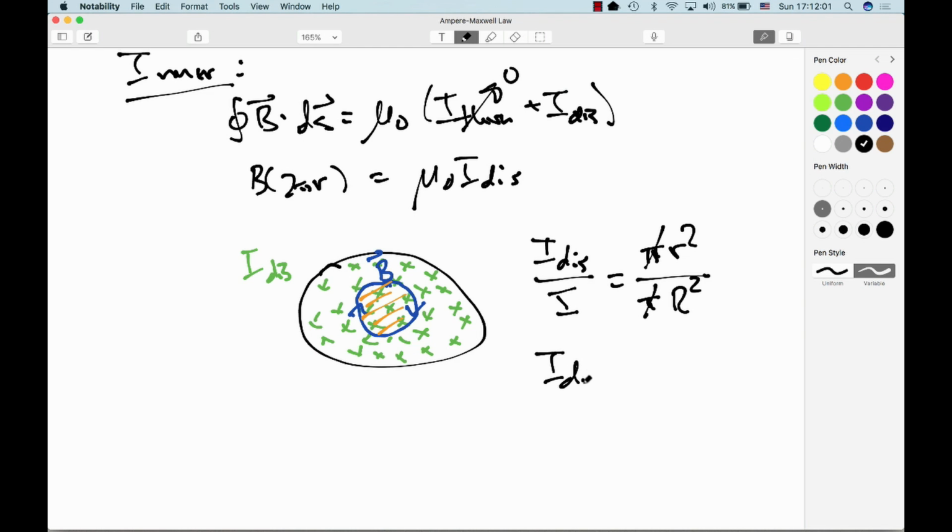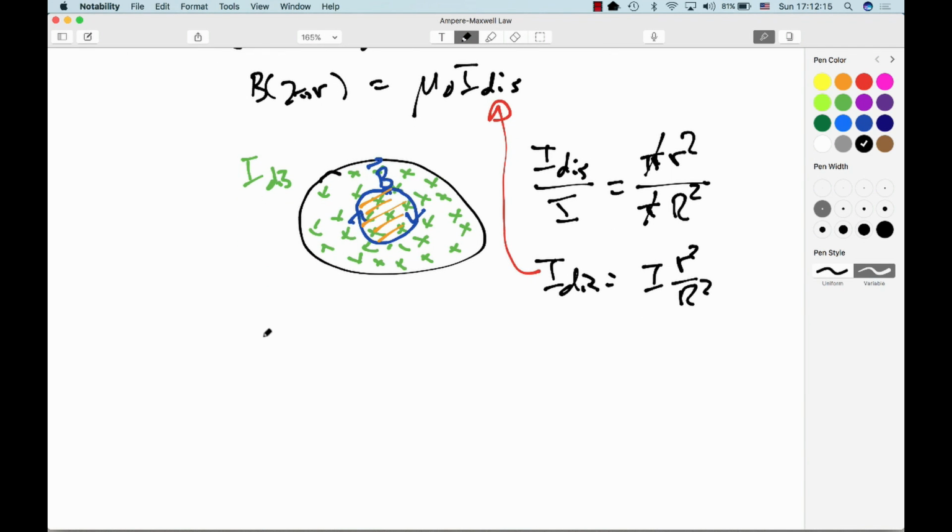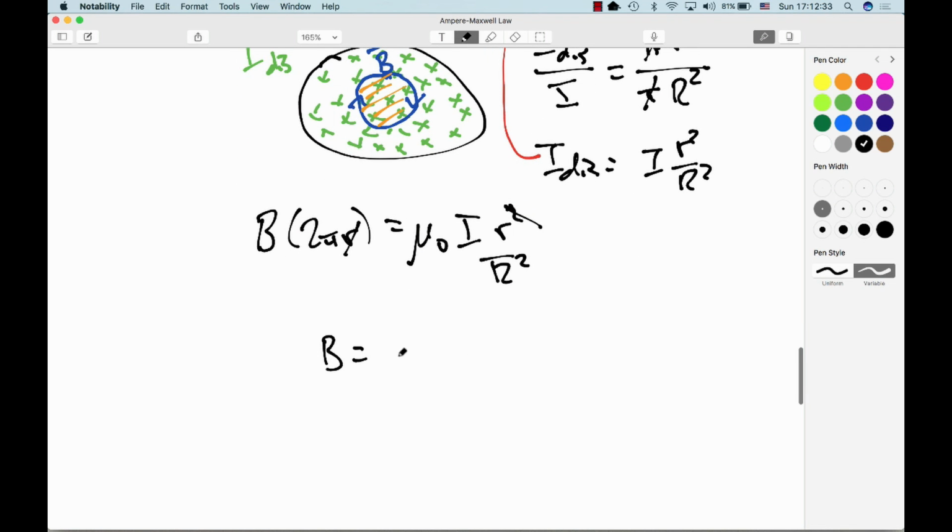All right, so we get then that the displacement current is I times r squared over R squared, and now we can substitute that back up into there. So we now have B times 2 pi little r is equal to mu naught I times r squared over R squared. We can cancel one of those r's, divide through by 2 pi, and now we get that the magnetic field strength inside is equal to mu naught over 2 pi times I times r over R squared. And it turns out that if you stick in a sensitive enough probe and actually look, this is exactly what we get. So it all checks out.